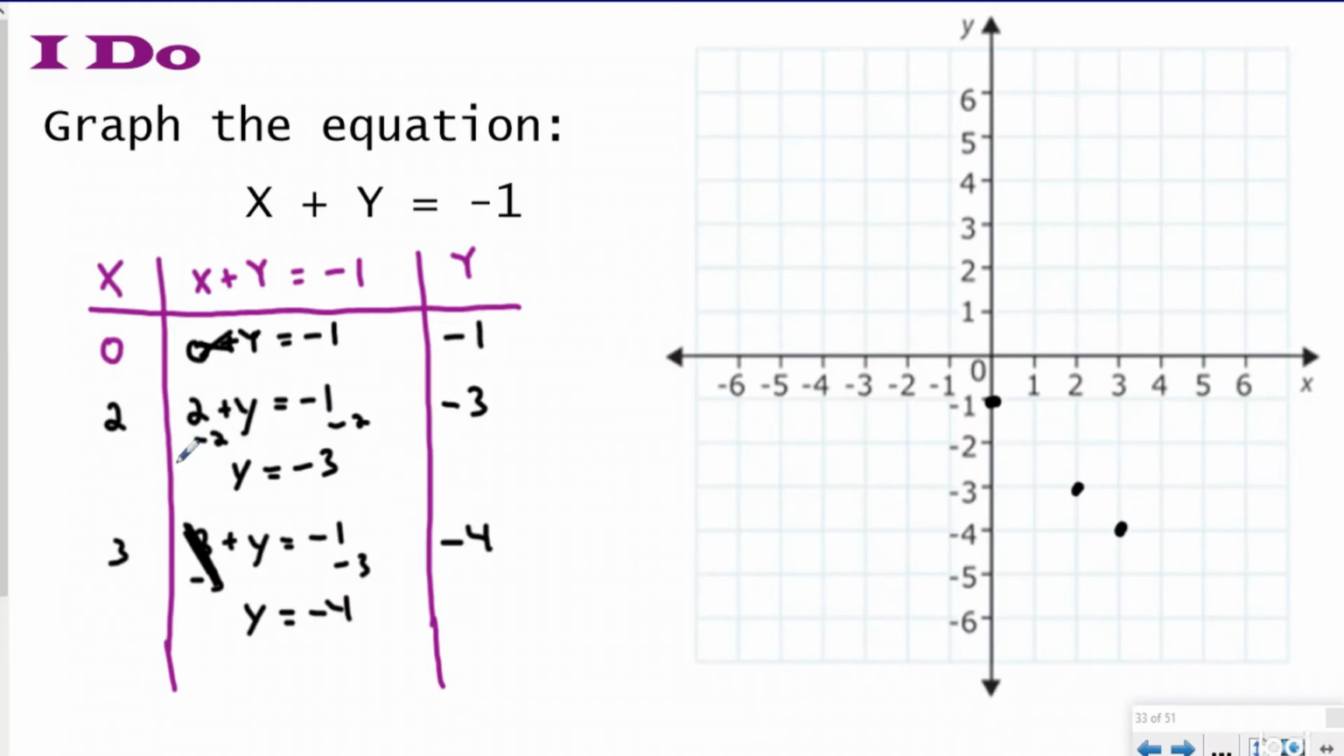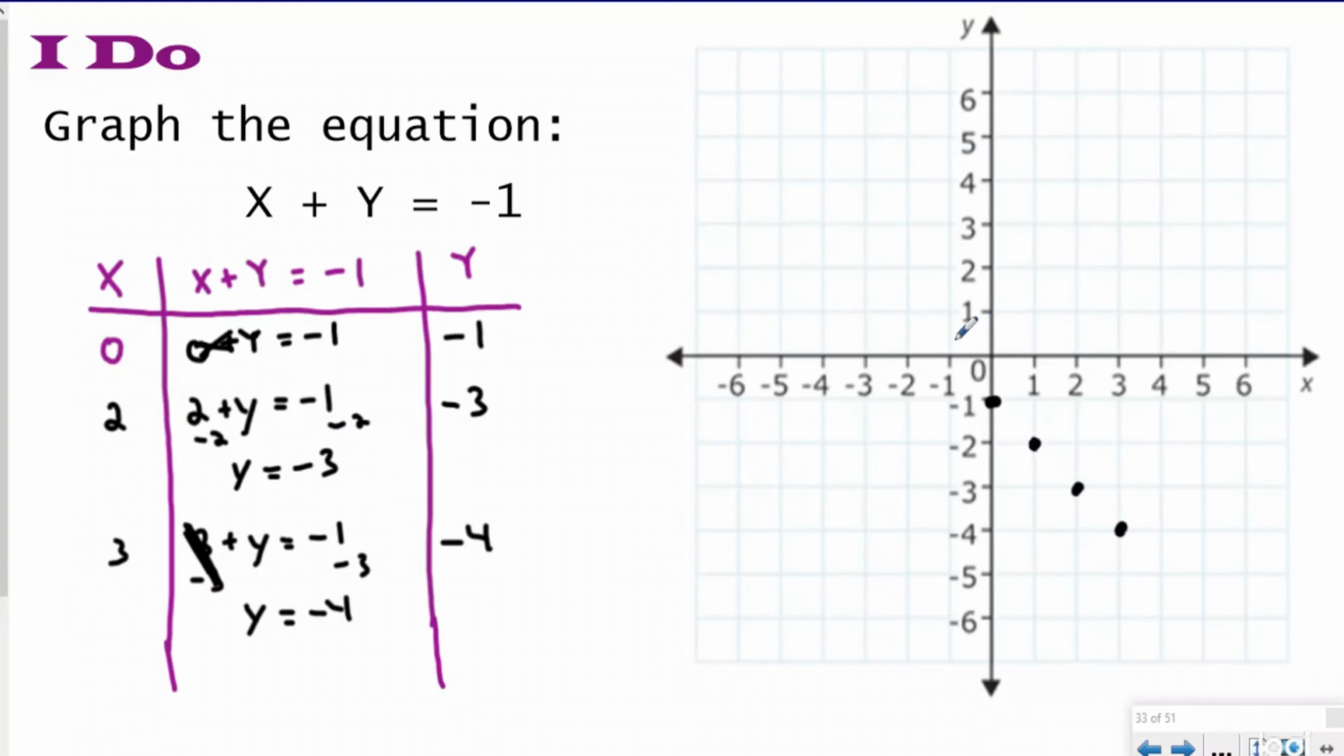Now, I intentionally skipped x being 1 because I want you to see, if you know it's forming a straight line, I know the slope of this line now is going down. It's descending from left to right. So it's going to be going down 1, going over 1, going down 1, going over 1.